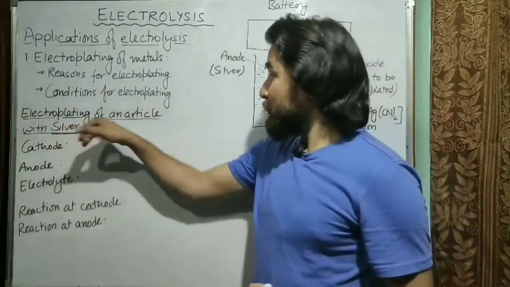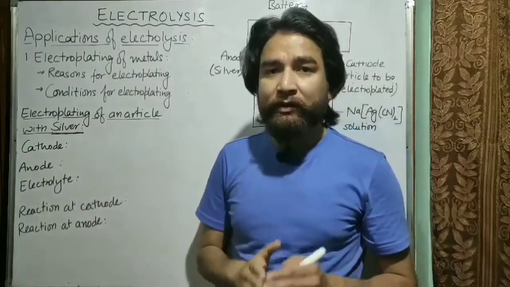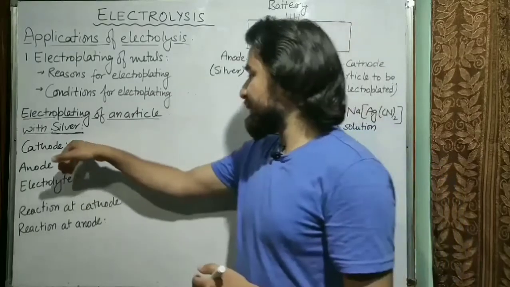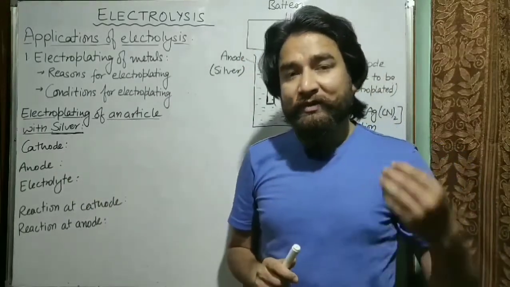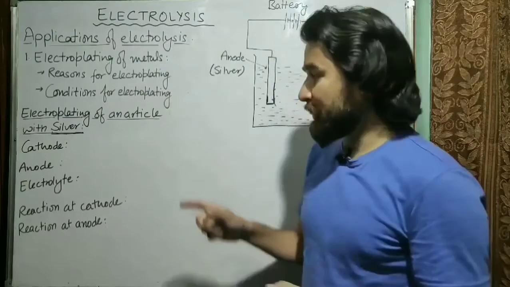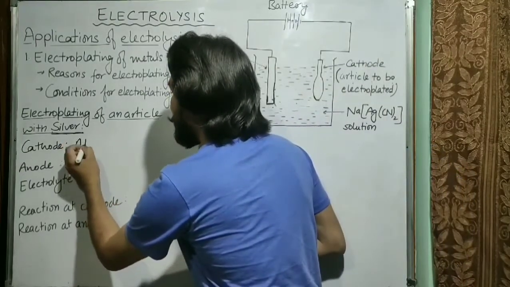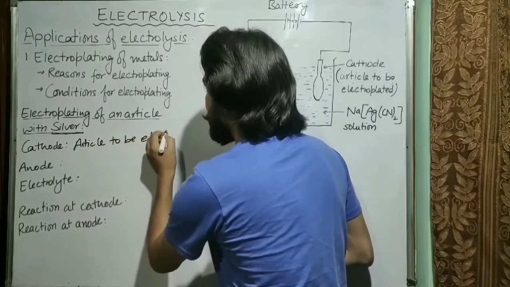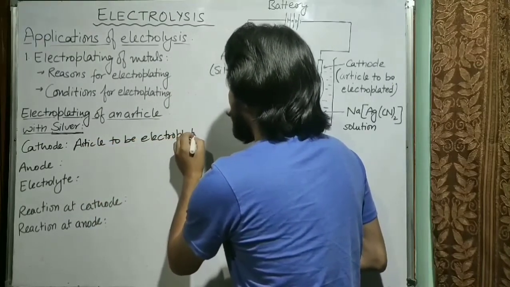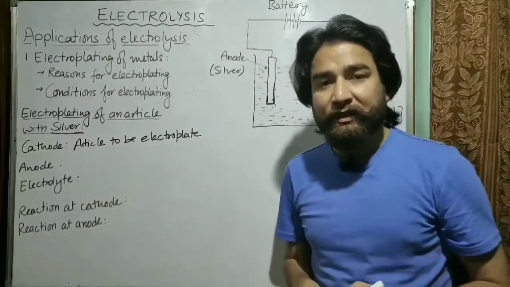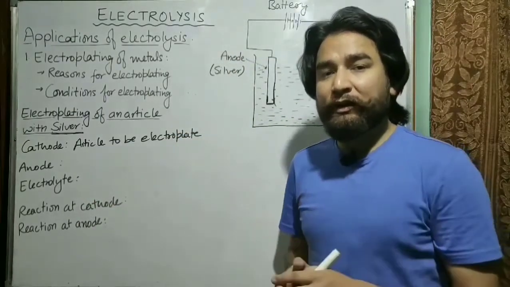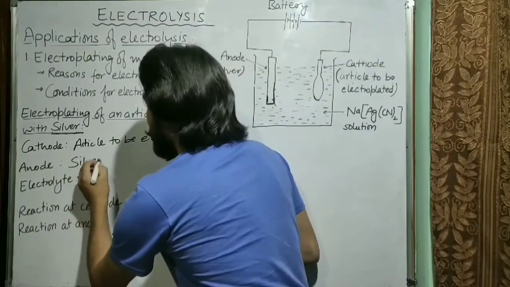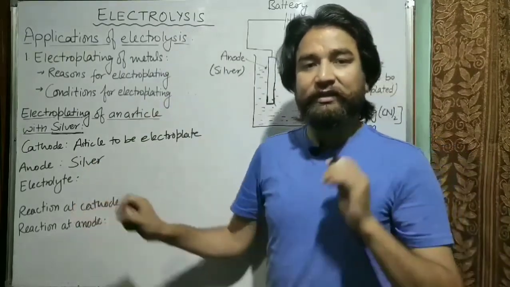Next is electroplating of an article with silver. So this time, instead of nickel, we will use silver for the electroplating of an article. At the cathode we always keep the article to be electroplated. At the anode we will keep the metal which is being used for electroplating, that is silver. So the anode is silver. Now the third thing, that is the electrolyte.